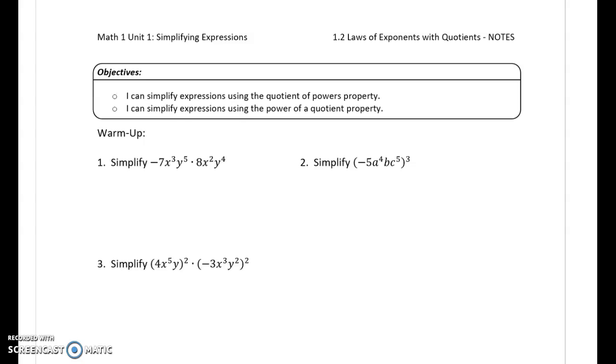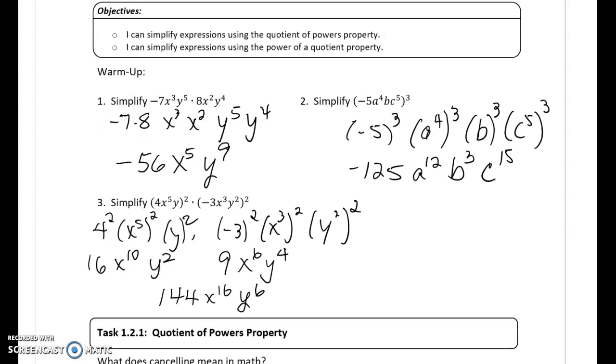All right, so this note sheet starts off with some warm-up practice problems from the previous lesson. Take a moment right now to see if you can find the answers for these three problems. Okay, go ahead and take the time here to check your answers for these first three warm-up problems. Again, if you have any questions, make sure you ask during class.